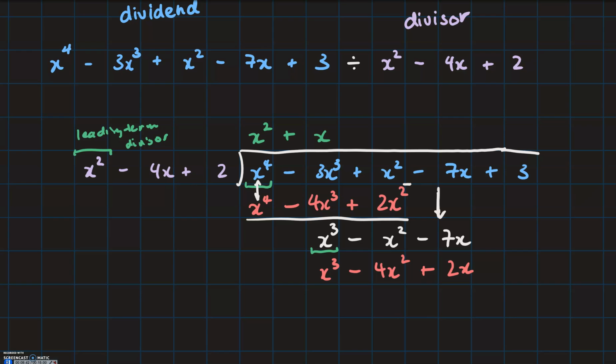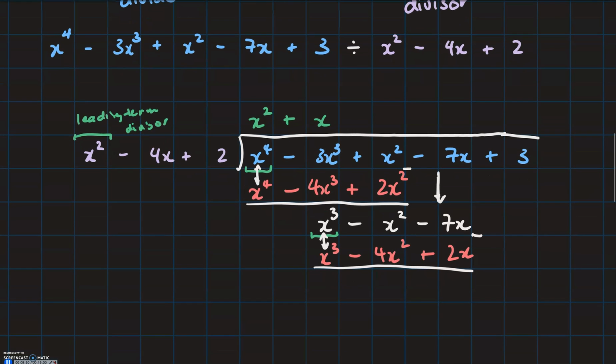So once I've done that, I subtract again, and I think everyone was cool with this step. I subtract. The x cubed terms will cancel. Then I'm going to have negative x squared minus 4x squared. Negative x squared minus 4x squared will just give me negative 5x squared. And I'll have negative 7x minus 2x, so that will give me negative 9x.